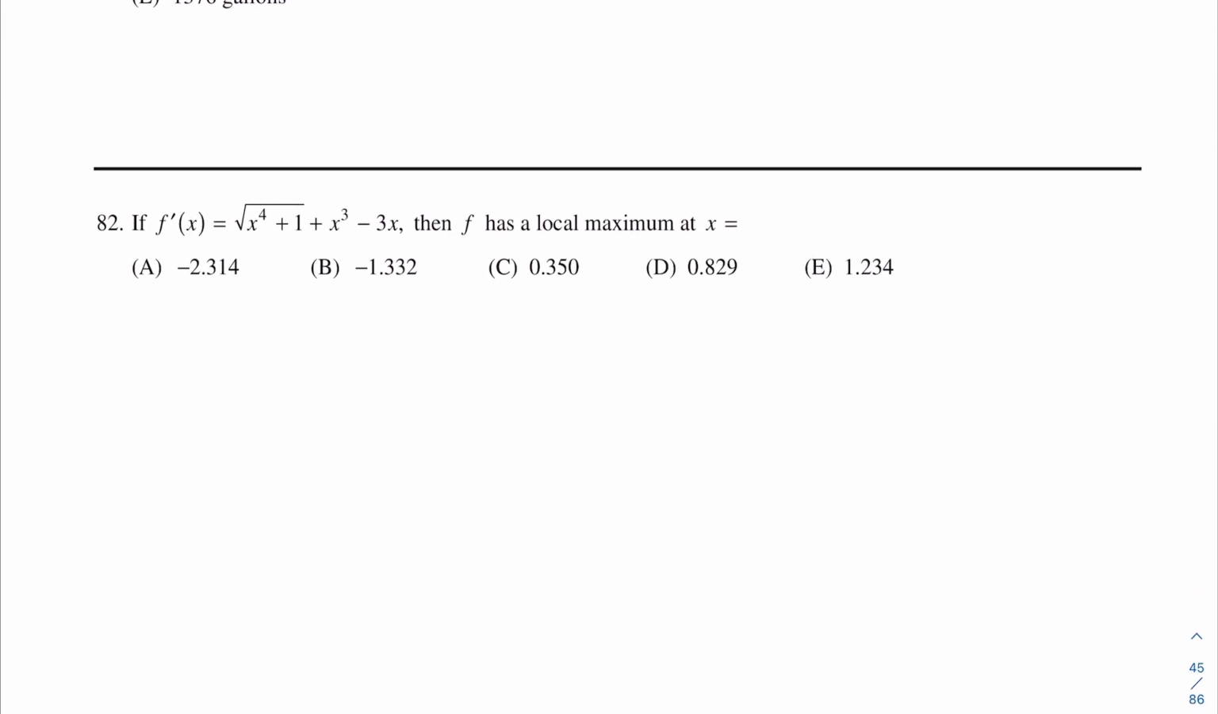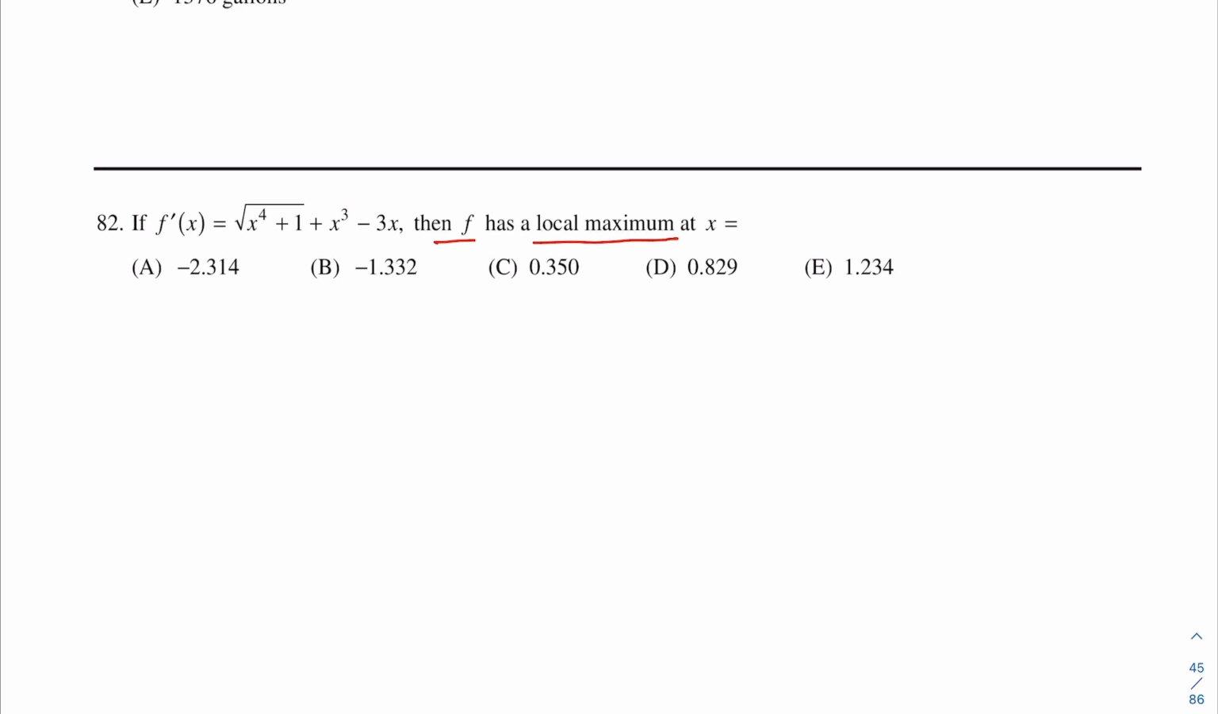82. If f prime of x is equal to the square root of x to the fourth plus 1, plus x cubed minus 3x, then f has a local maximum at x equals. So again, if we want to find maximums or minimums, we're looking for points where the derivative of that graph, so f prime, is equal to 0.